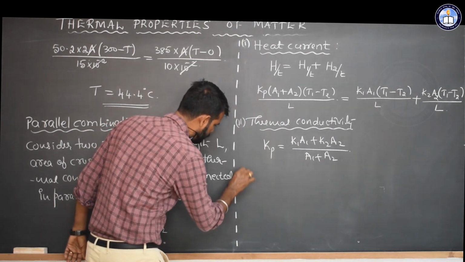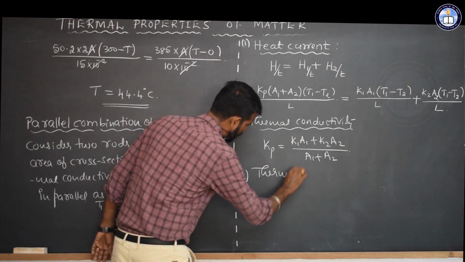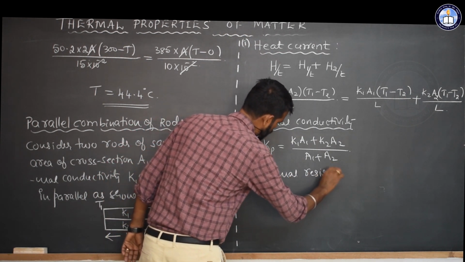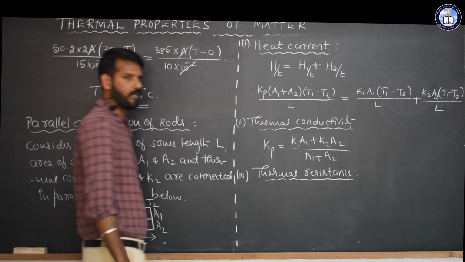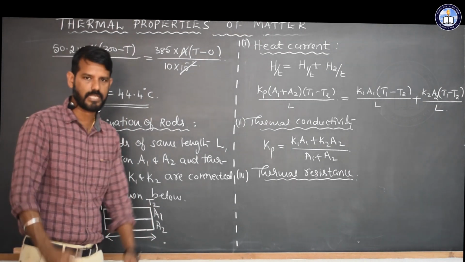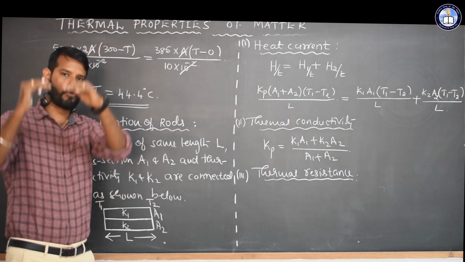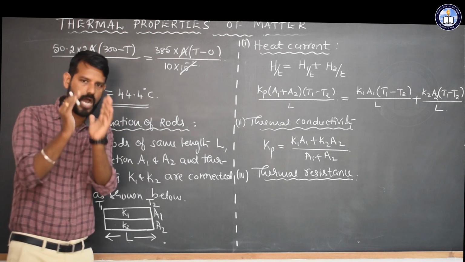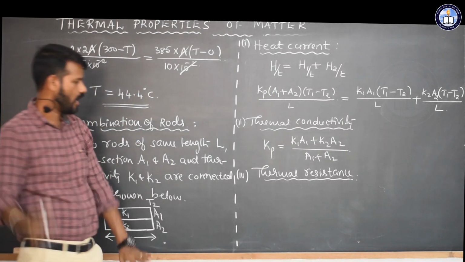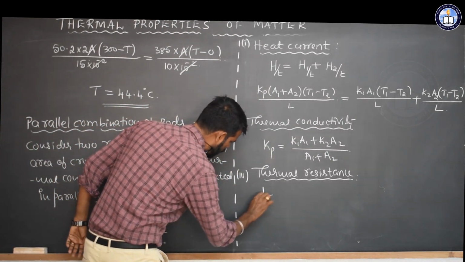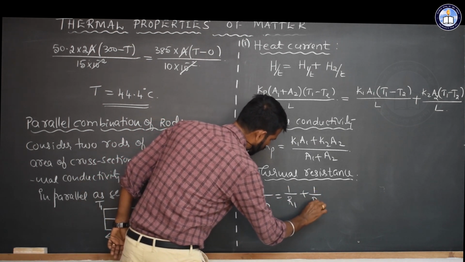Then also you can calculate the thermal resistance in parallel combination. So in general, in parallel combination, the resistance can be expressed as 1 by RP is equal to 1 by R1 plus 1 by R2. Series: RS is equal to R1 plus R2. Parallel: 1 by RP is equal to 1 by R1 plus 1 by R2. Therefore, here you can write 1 by RP is equal to 1 by R1 plus 1 by R2.